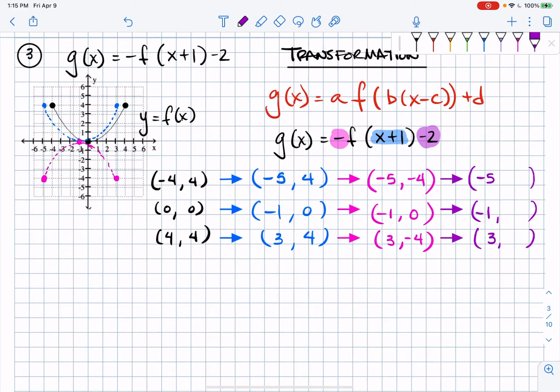I would like to write it down first so that I don't even have to think about it. It's affecting my y value. It's going to move it down 2. So if I start at -4, if I move it down 2, it's now going to be -6. If I move the 0 down 2, it's now going to be -2. If I move the -4 down 2, it's going to be -6. So let's plot those points. -5, -6, -1, -2. Ooh, that's hard to see. And then 3, -6. Okay.